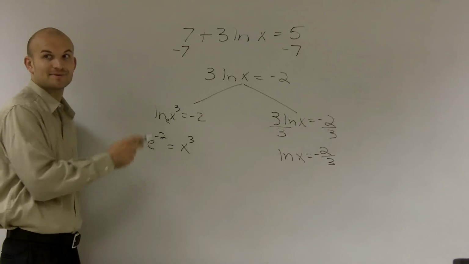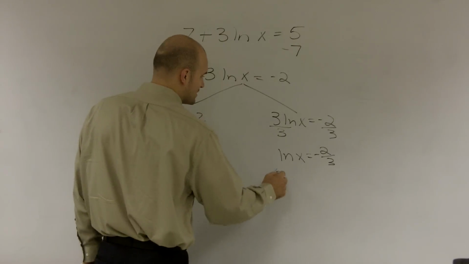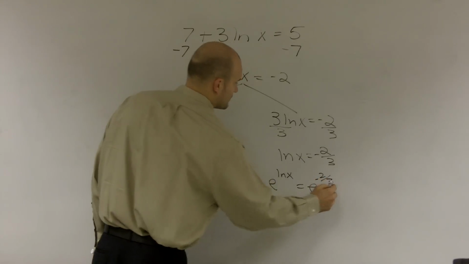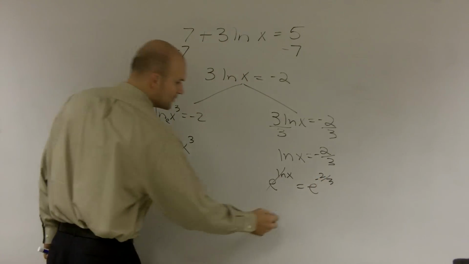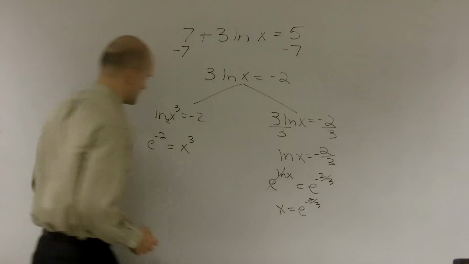Please tell me you guys remember logarithmic and exponential form. And here, let's say I raise each side to the ln of x power. Remember, e raised to ln is going to cancel out. You're left with x equals e to the -2/3.